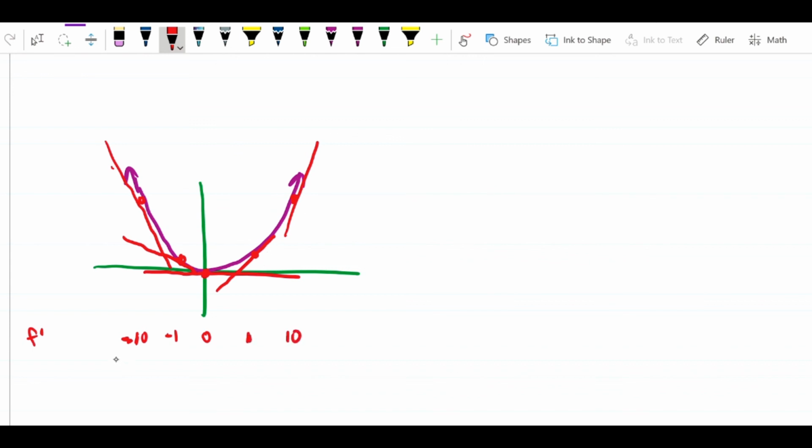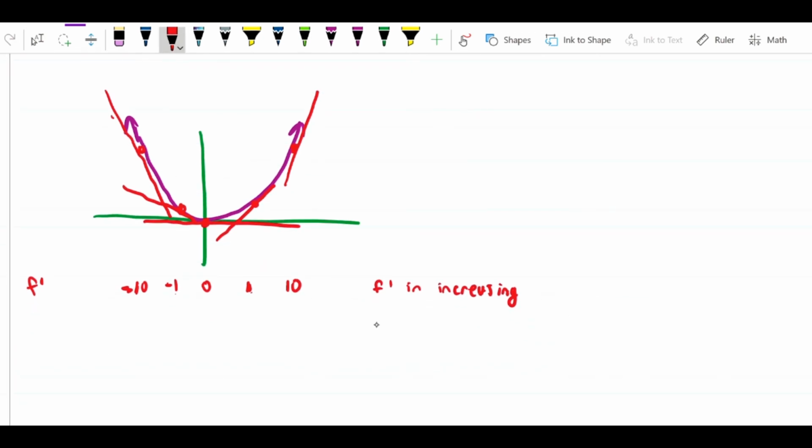So what you can see is that f prime itself is increasing. It goes from very strongly negative to a little bit negative to 0 to a little bit positive to very positive. So f prime is increasing. That's the definition of concave up.